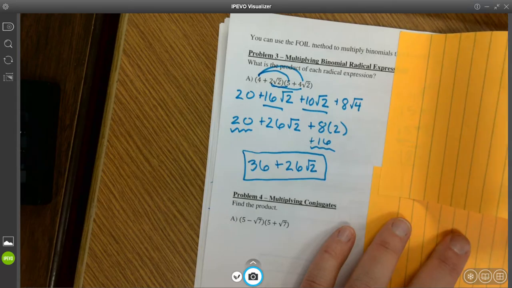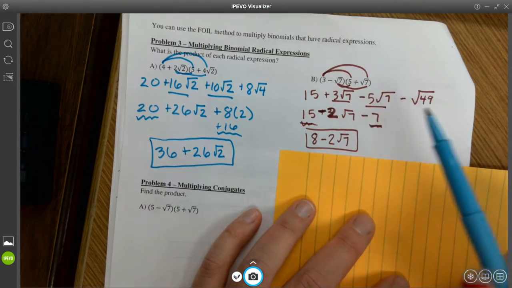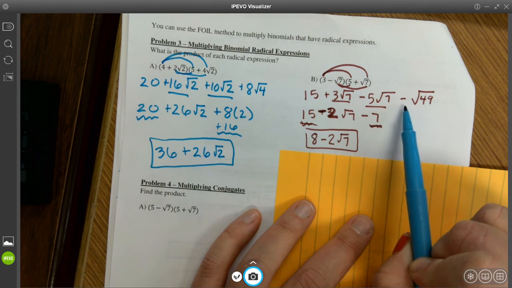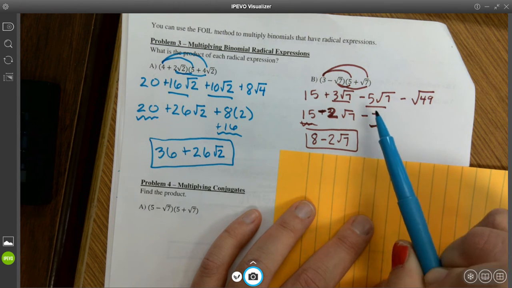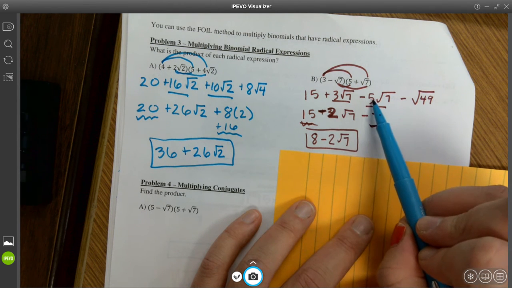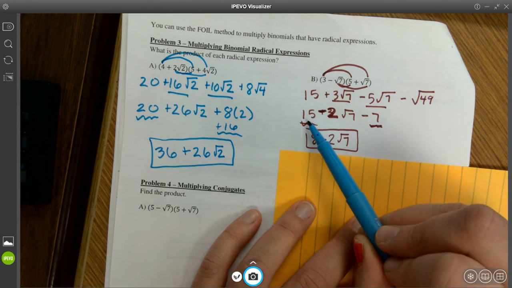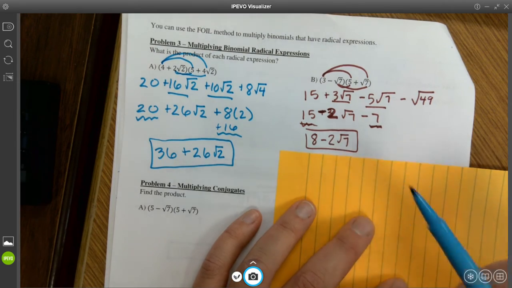Pause the video and try B by yourself. First, outside, inside, last. So 15, 3 square root 7, subtract 5 square root 7, minus the square root of 49. I replace the square root 49 with just 7 here. This 3 minus 5 is a negative 2. And then once this becomes negative 7, 15 minus 7 is 8. And I still have that subtract 2 square root 7.